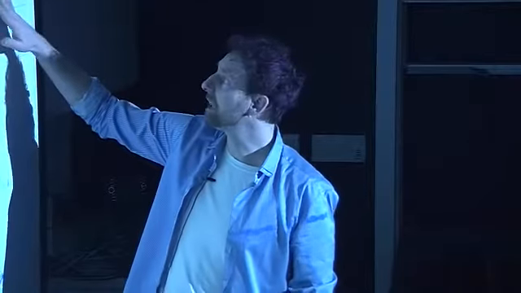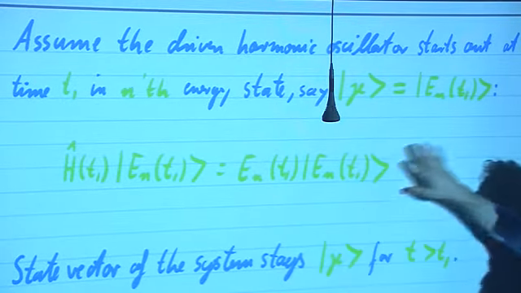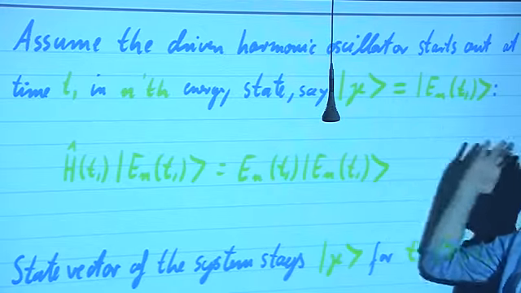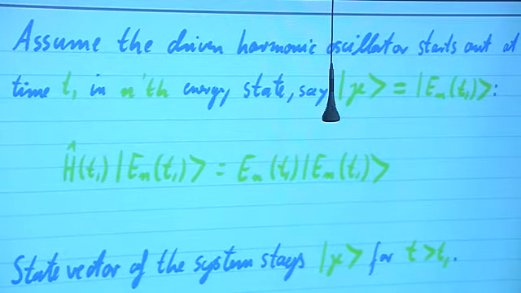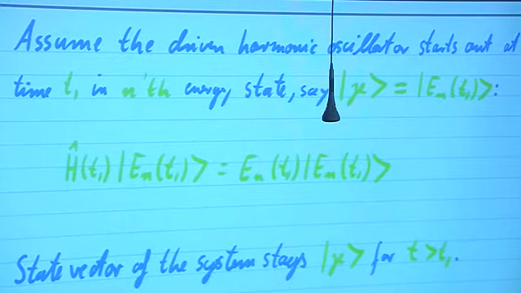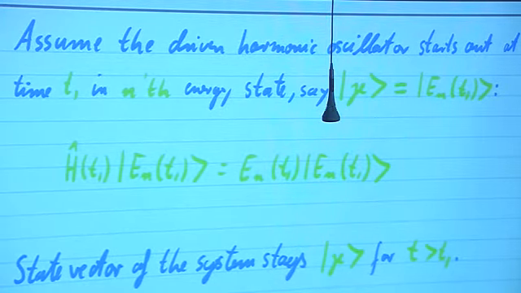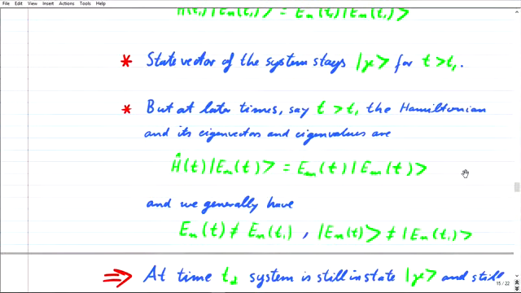Okay, so at time t1, we solve the eigenvector eigenvalue equation for the Hamiltonian, and we pick out the nth eigenvector, for example. And we say that's the state in which we want to prepare the system. We prepare the system in that state, we call it gamma, and that's it. It will always be gamma, even if the Hamiltonian then changes over time. So gamma stays the state of the system for t larger than t1.